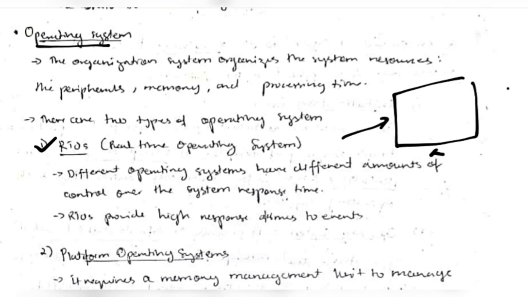These are used for the live telecasts, and at that time the changes happen according to the real-time events. Okay, so that's known as real-time operating system. Second one is platform specific operating system.